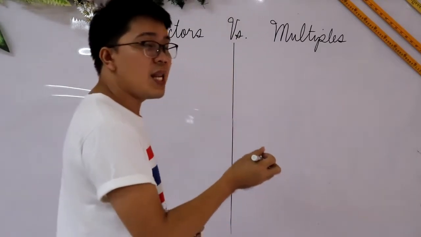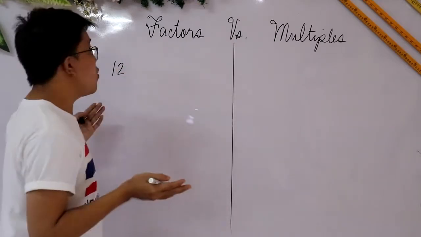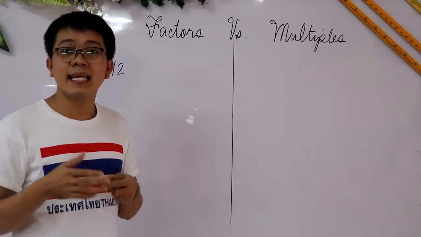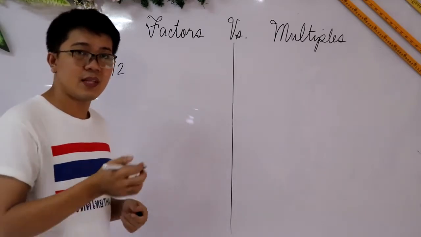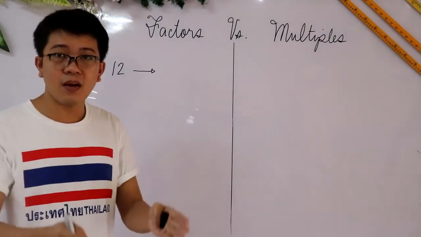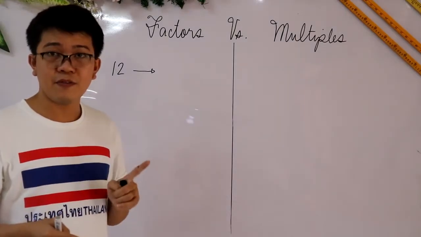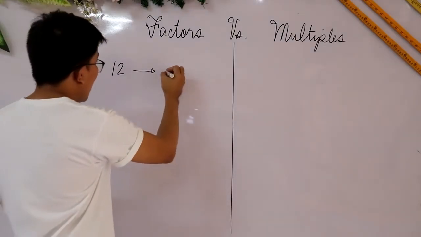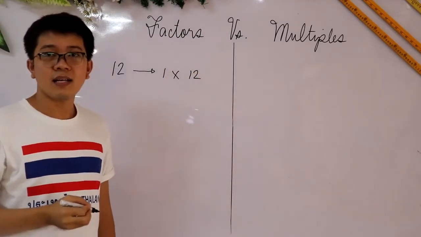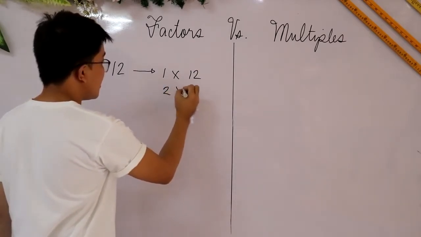I have here the number 12. What do you think are the factors of 12? Let's list them down by pair. I want you to think of the pairs that, when multiplied, will give us 12. I will give my first pair for you. I have here 1 times 12. Very good. 2 times 6.